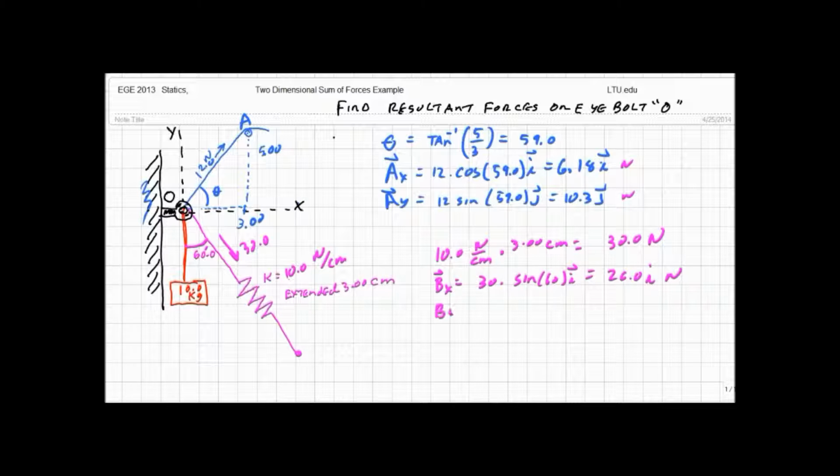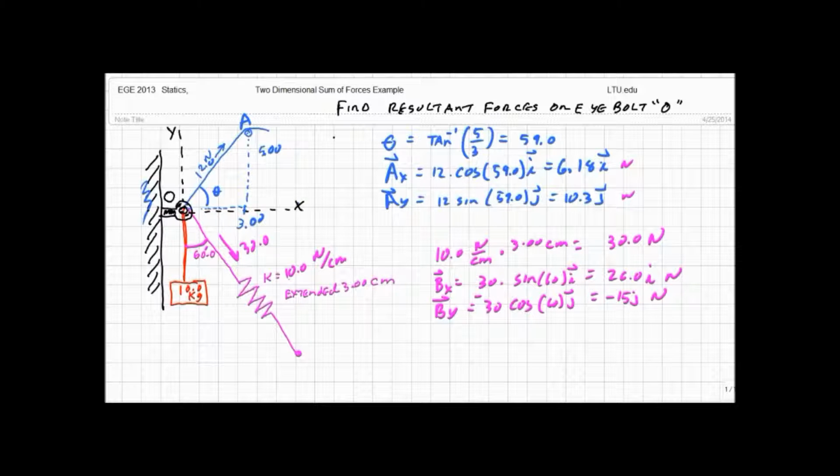And B Y is equal to 30, and because it's downward, to be consistent, I'll make that a minus 30. I could try to work out the angles, but I have to put a minus sign somewhere, so I'll put it in just by inspection. Cosine of 60 J, and that's equal to minus 15 J newtons. And my mass over here is 10.0 kilograms, and it's hanging straight down.